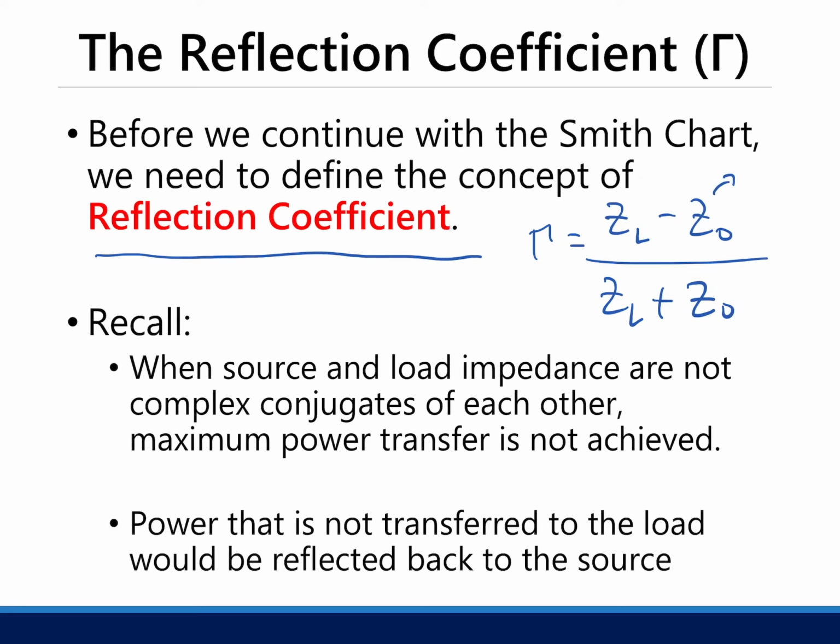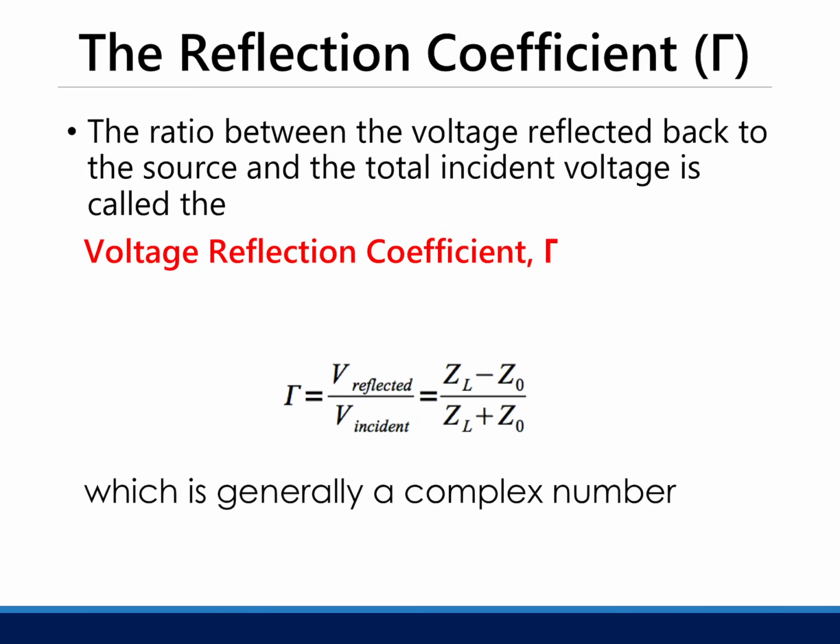Just some notes. When your source and load impedance are not complex conjugates of each other, maximum power transfer is not achieved. That's the concept of impedance matching. We use impedance matching to transfer the power from the source to the load and ensure that there are no reflections. That is characterized by the reflection coefficient. If your source is matched to the load, then this will be 0. It's generally a complex number, so it has some real part, let's say U, and some imaginary part V.